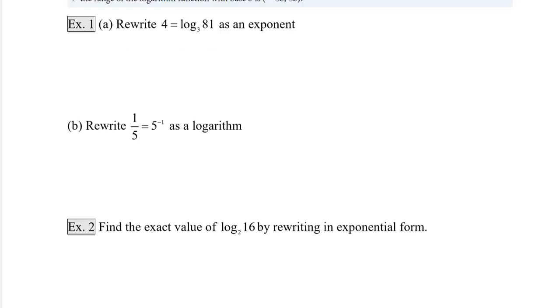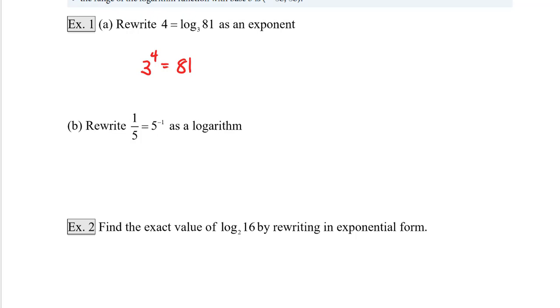Example 1, Part A. Rewrite 4 equals log base 3 of 81 as an exponent. So an easy way is we know that the base of the log and the base of the exponent should be the same. So I like to say we can slide the base, and that gives us 3 to the 4th, and then we drop the log on the other side, and 3 to the 4th is equal to 81.